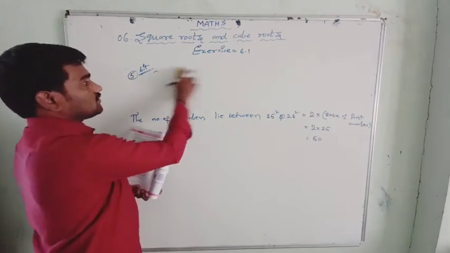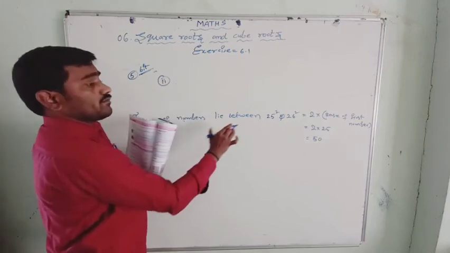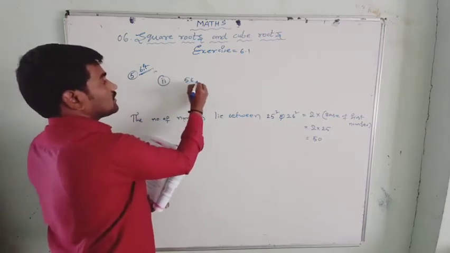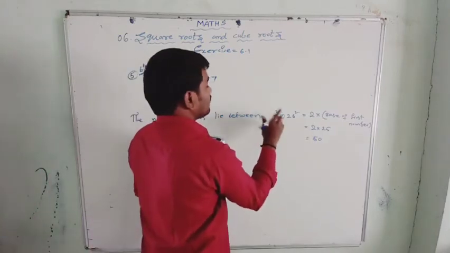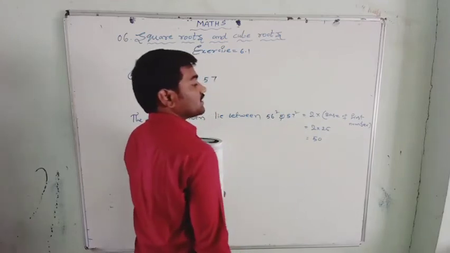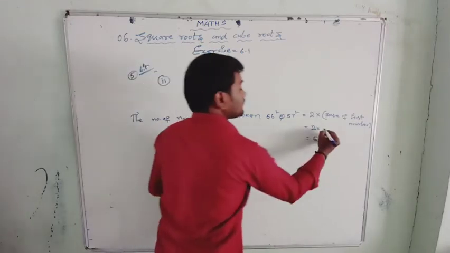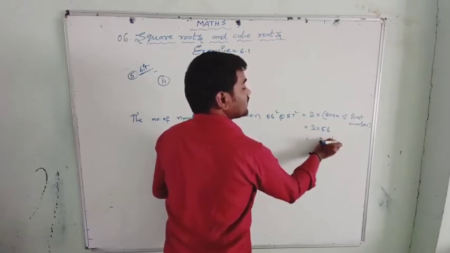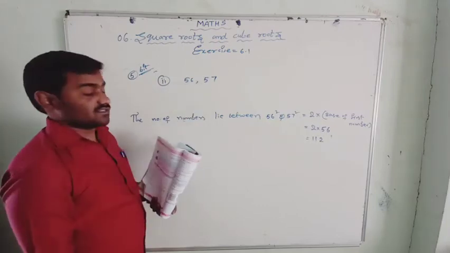Now the second question. They are asking how many numbers lie between the given numbers. Here 56, 57. The number of numbers between 56 square and 57 square is 2 into base of the first number. Base of the first number is 56. 56 into 2: 2 6s are 12, 1 carry 2, 5 2s are 10 plus 1, 112. 112 numbers lie between the squares of 56 and 57.